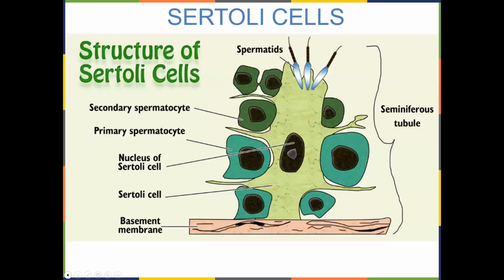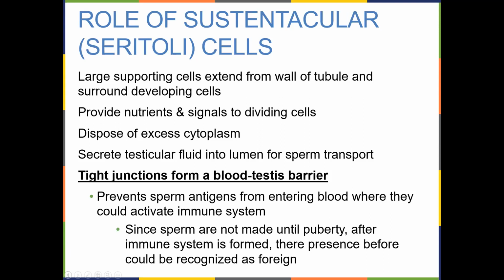Let me just wrap this up. The sustenticular cells that surround the spermatogonia are, I guess, sort of like glial cells to the nervous system. They're going to provide nutrients. They're going to protect the spermatogonia. They're going to provide fluid for the sperm to be transported into the epididymis. The sustenticular cells also do something that's very, very important for us.